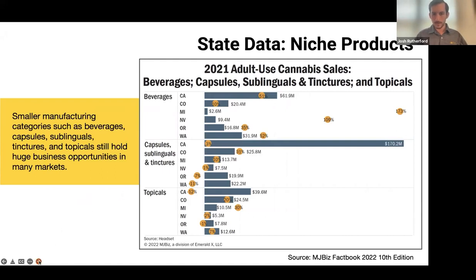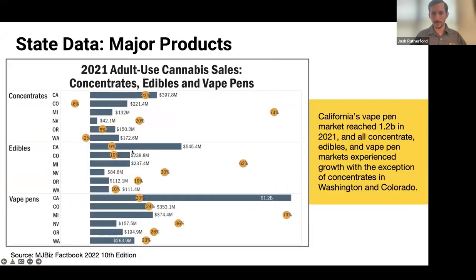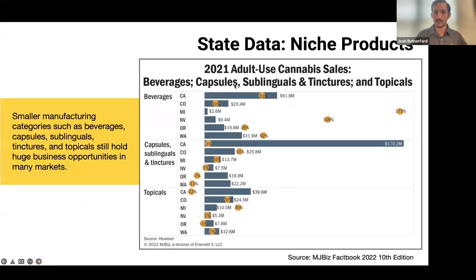The only other thing I wanted to touch on here was the untapped potential. When we're looking at this slide of how much growth and how much revenue is in here, I do see some of these, especially topicals and beverages, in the very near future might make that shift into a majority of products, especially in new markets.